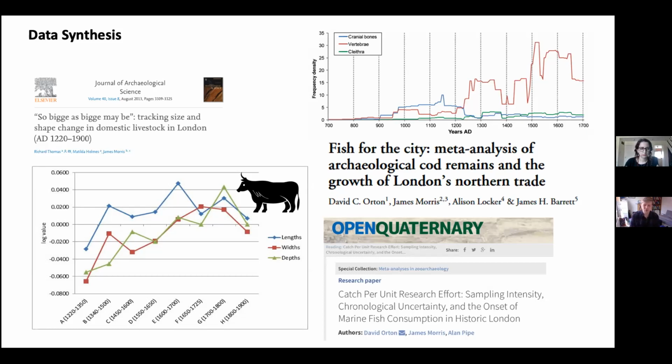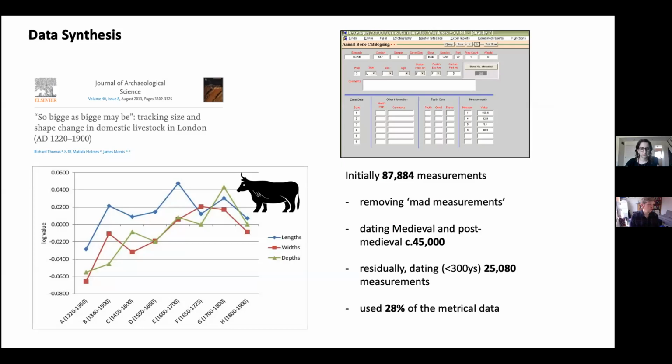What's interesting is how we dealt with chronology and how we dealt with time in those different projects. I'll get back to the fish one, but for the metrics one I did with Richard and Monte, we started out with an initial data set of about 87,000 measurements, most of it from the MOLA database, which is a fantastic data set. We had to do some cleaning, so we removed the mad measurements. There were some chickens the size of Tyrannosaurus rexes in there, primarily where there had been typos when someone was entering the data.